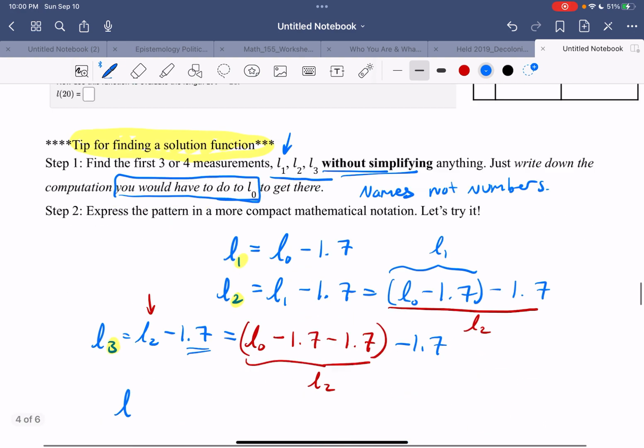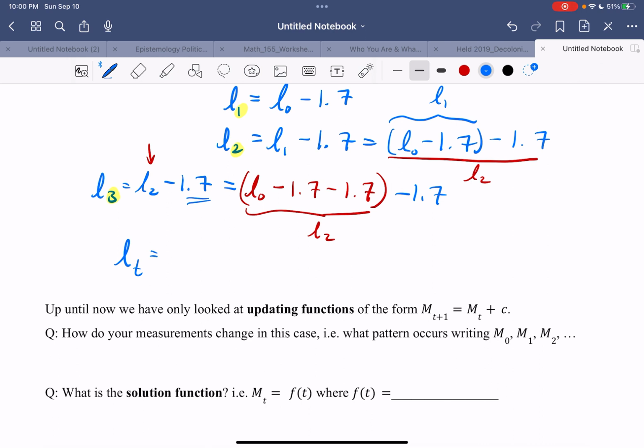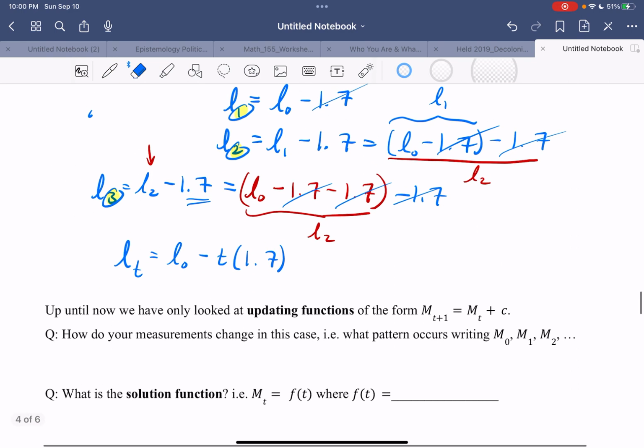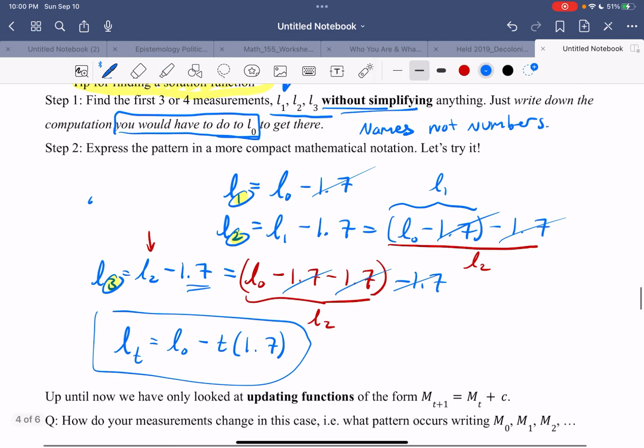So do they use T? They do. Okay, L sub T. Well, it's going to be L0 minus, and then there's T copies of 1.7. Right here I have 1, 2, 3, and there's a 3. Here I have 1, 2, and there's a 2. Here I have 1, and there's a 1. And in fact, L0 is L0 minus 0 copies of 1.7, right? So, okay, we found something that works. This is our solution function.